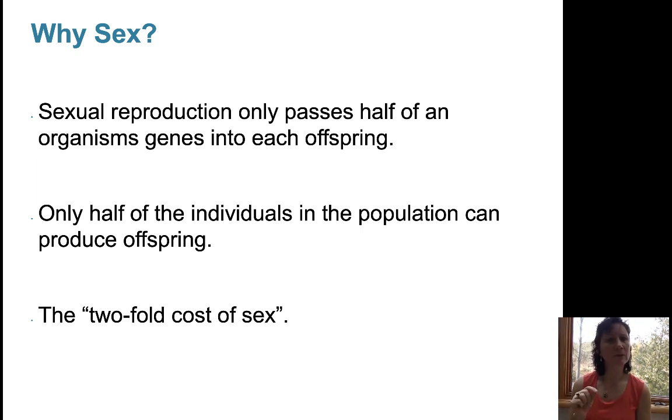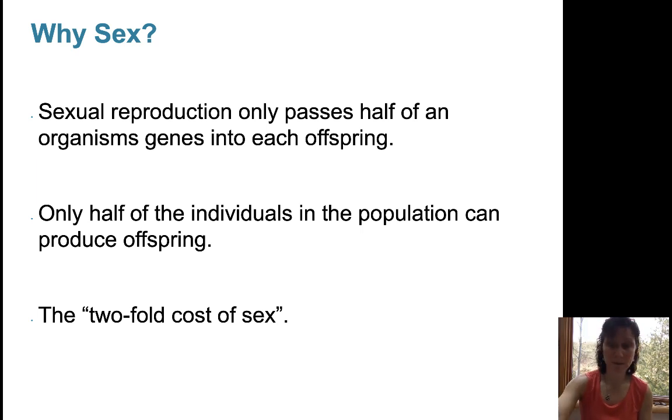Also, only half of the individuals in the population can produce offspring. In a parthenogenetic or asexually reproducing population, every individual can make offspring. But in a sexually reproducing population, only half can produce offspring, usually the females, right? The males can't do it on their own. These 2 concepts together are what are referred to as the twofold cost of sex. So it takes longer, you're only passing on about half your genetic complement, although there are some variations on that theme, and only half of the population can reproduce.